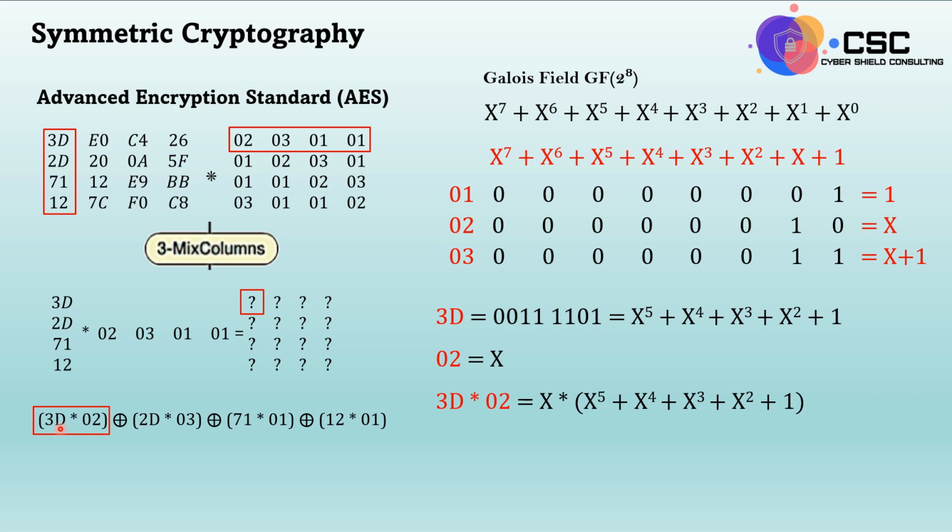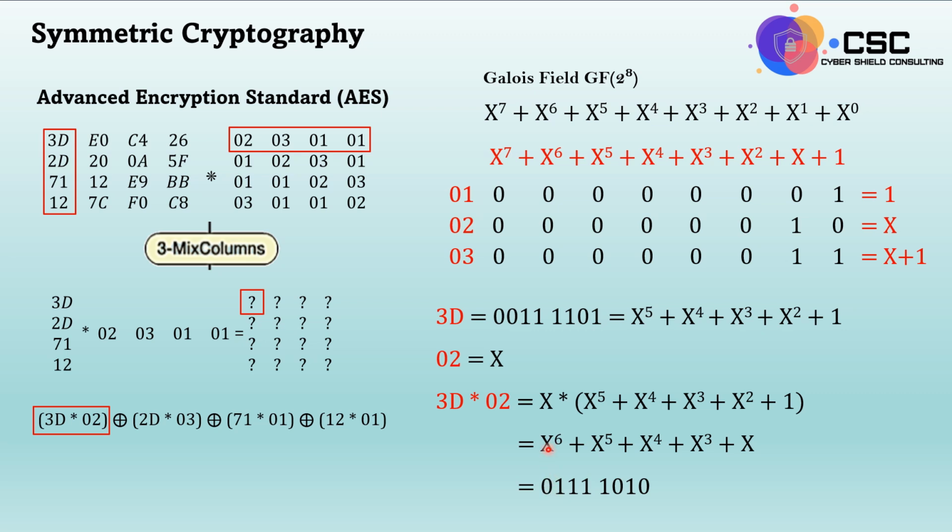So if we do the multiplication, 3d times 2d, that means x is multiplied to the GF result of 3d, x5, x4, x3, x2, plus 1, and then the result will be 0, 1, 1, 1, 1, 0, 1, 0. After we do the multiplication, x times x5, we just add the powers, so x6, x5, x4, x3, x, and then we simply reverse the process to get the binary.